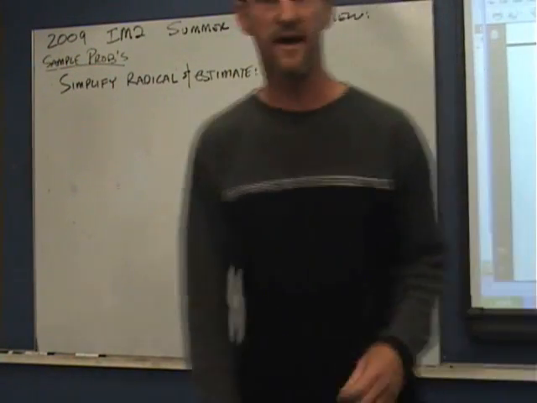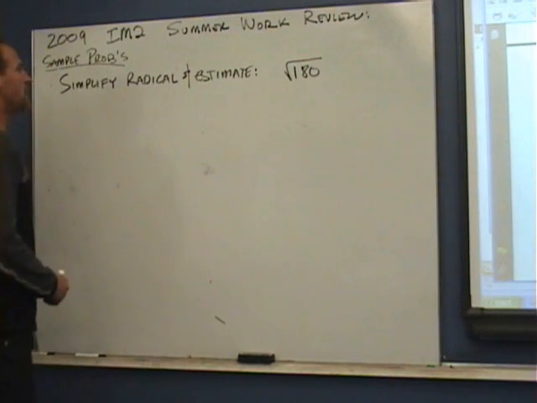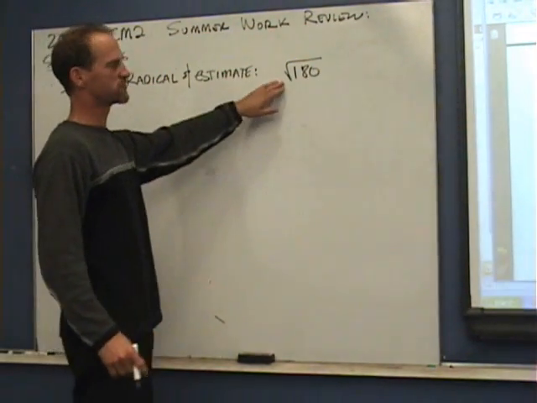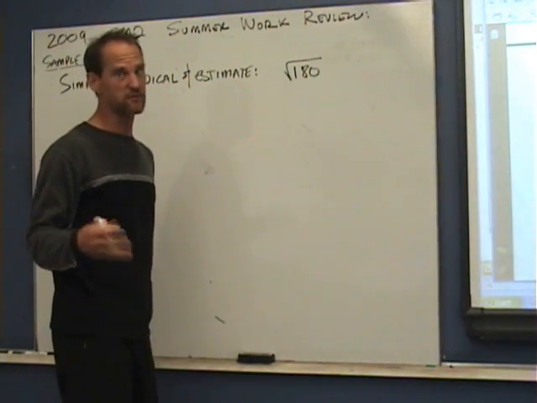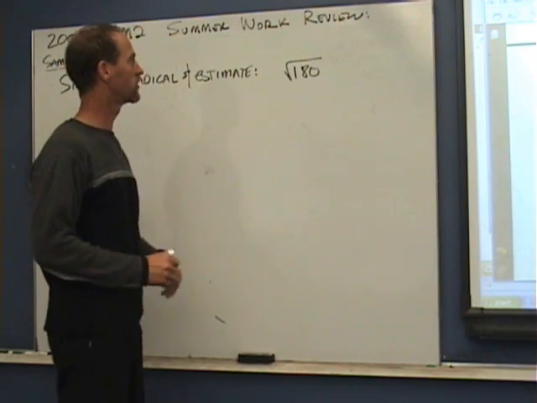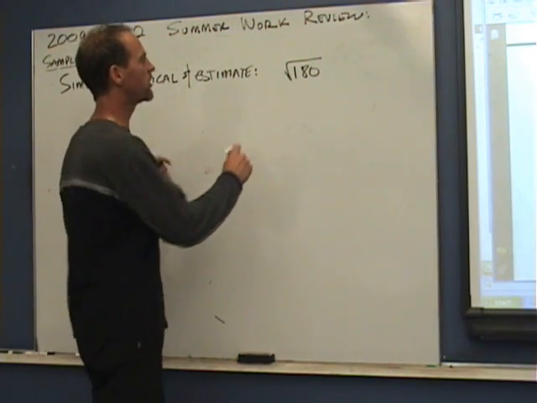Okay, we're on to simplifying radicals. This is one of the stranger problems. There's a bunch that are pretty easy. Look for the straightforward perfect squares. This one requires a little bit of work.